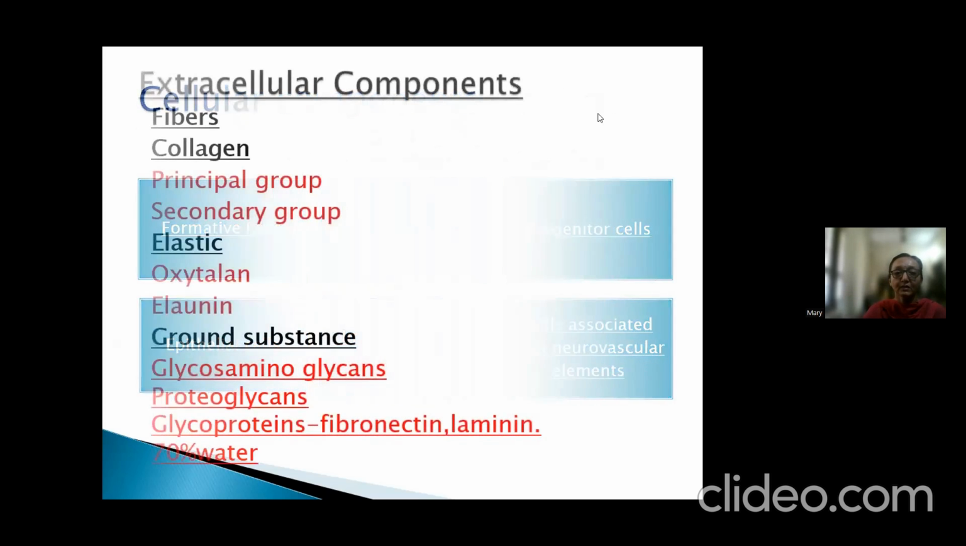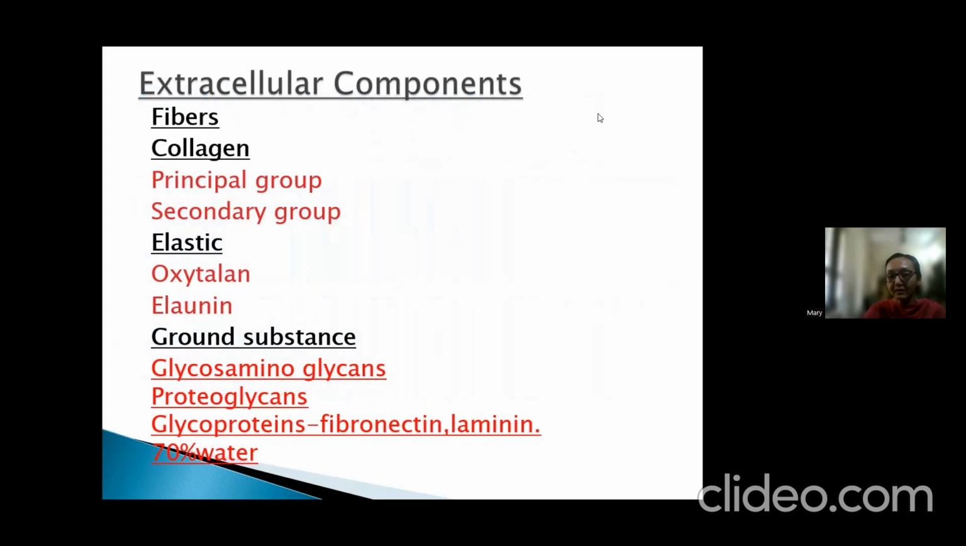Before that, let's also discuss the extracellular components of the periodontal ligament, which include fibers, comprised of collagen fibers and elastic fibers, and the ground substance. In the collagen fiber group, we have the principal group as well as the secondary group, and in the elastic group, we have oxytalan and elaunin fibers. The ground substance is composed mainly of 70% water. It also contains glycosaminoglycans, proteoglycans, and glycoproteins, which include fibronectin and laminin.